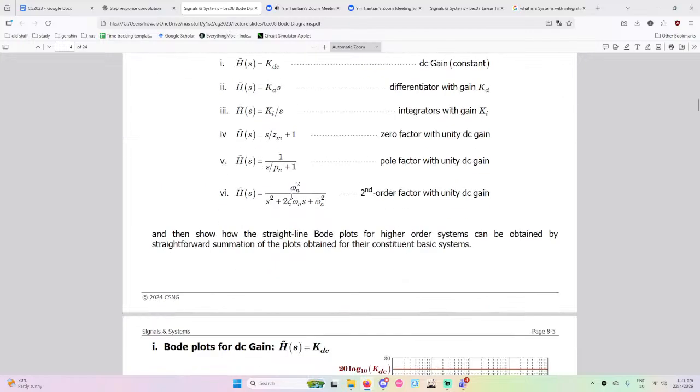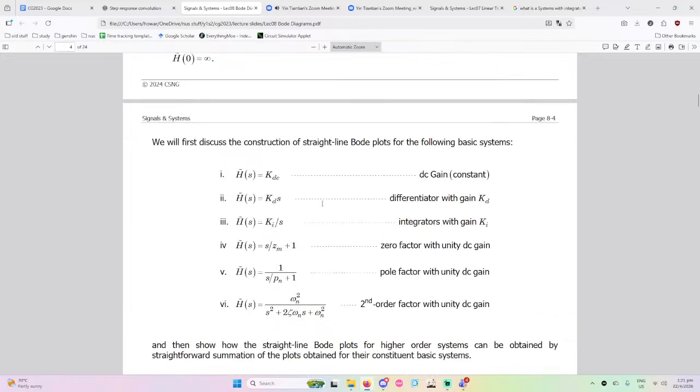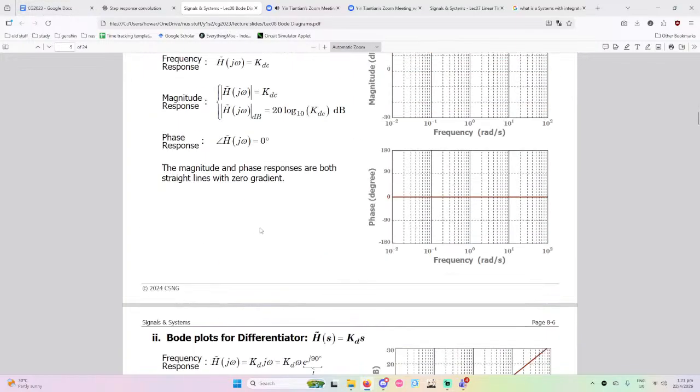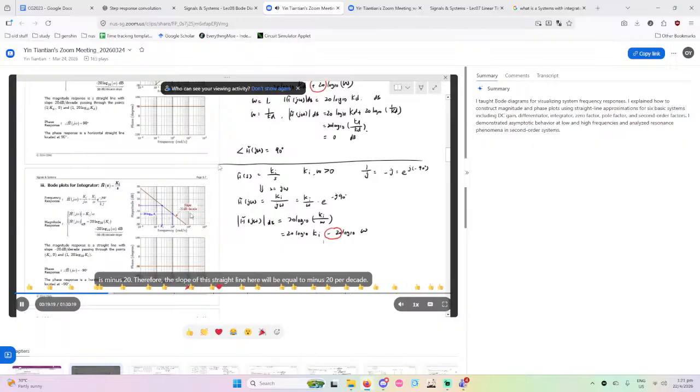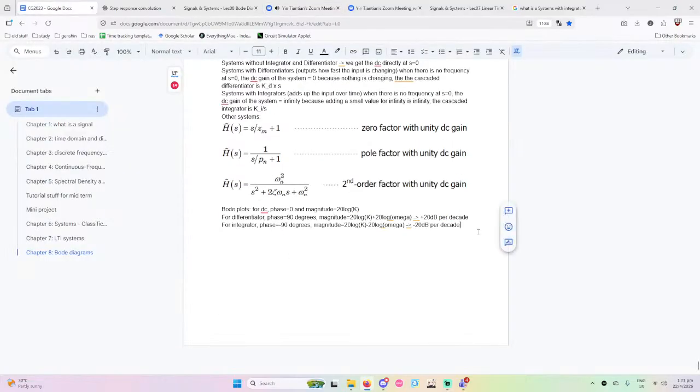So we can see that the coefficient of log 10 of omega here is minus 20. Therefore, the slope of this straight line will be equal to minus 20 dB per decade. The slope here is equal to the coefficient, which is minus 20 dB per decade.